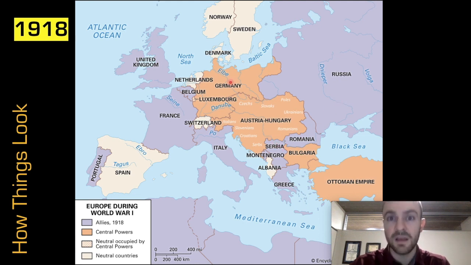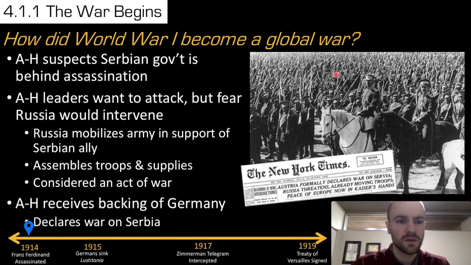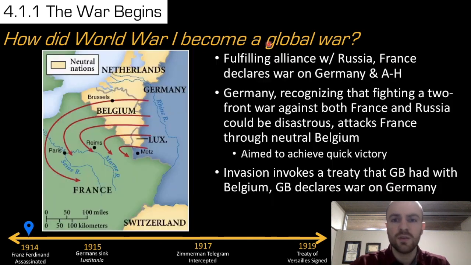Germany, in fulfilling its alliance duties to Austria-Hungary, declares war on Russia. So now we've got 4 countries that are at war. And at this point, you have France, which was allied with Russia, declares war on Germany and Austria-Hungary.